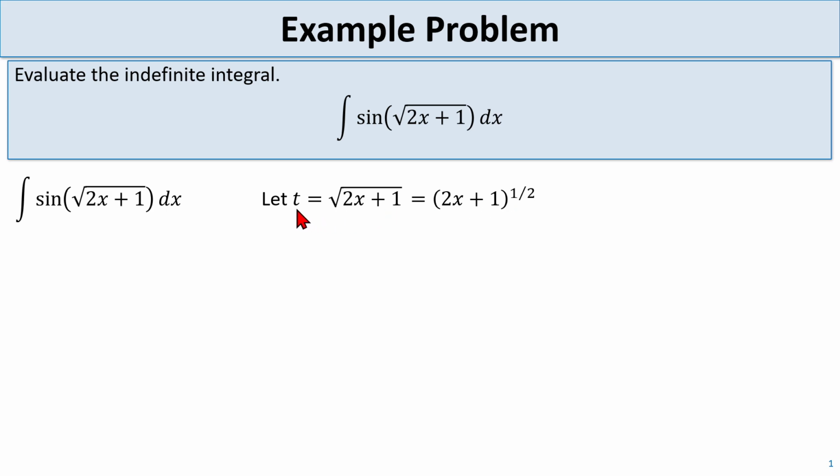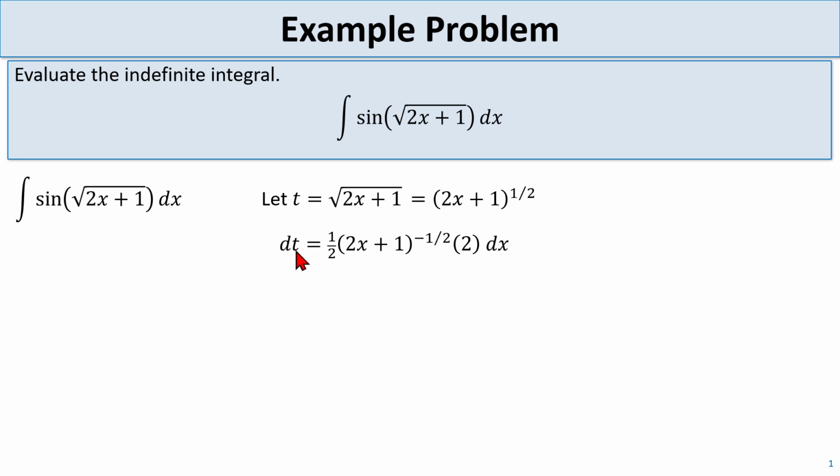And once you know t, we need to figure out what dt is equal to. So we're going to need to take the derivative of this expression. And when you do the derivative of 2x plus 1 raised to the 1/2 power, you need to use the chain rule. So multiply by the original power, 1/2, decrease the power by 1, 1/2 minus 1 is negative 1/2. But then I need to remember to multiply by the derivative of the inner function. And the derivative of 2x plus 1 gives me this extra factor of 2.